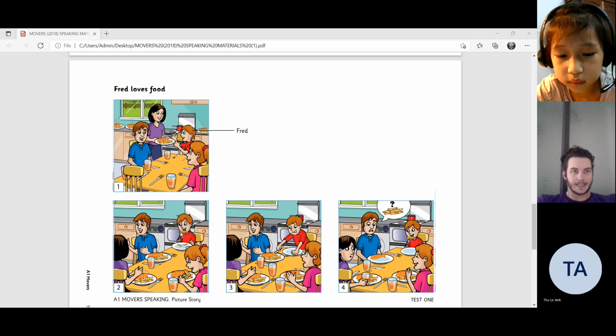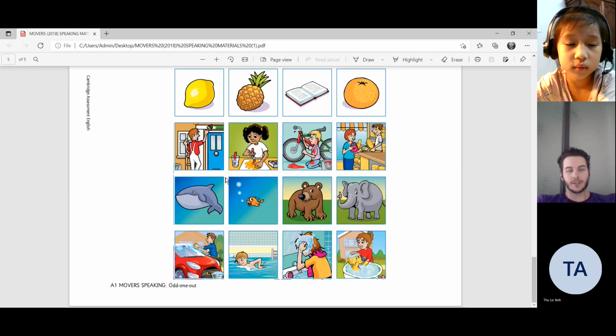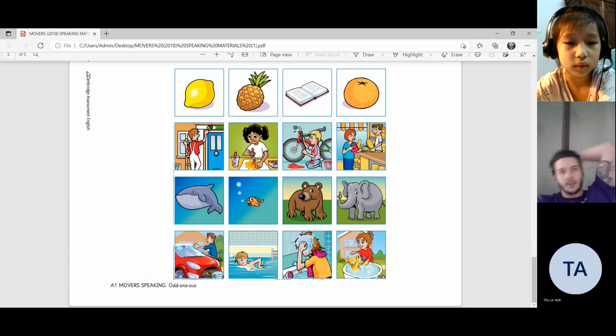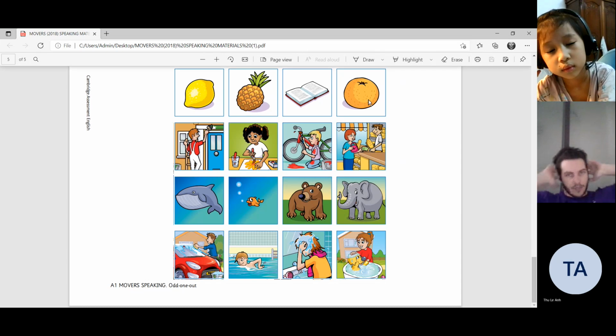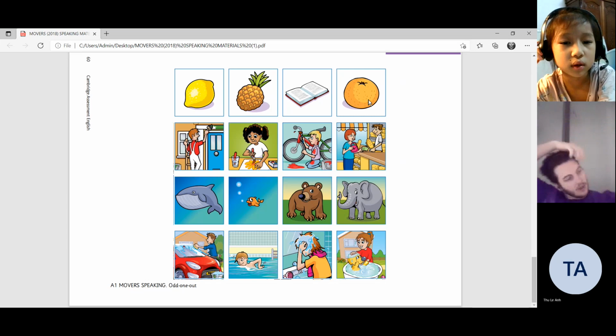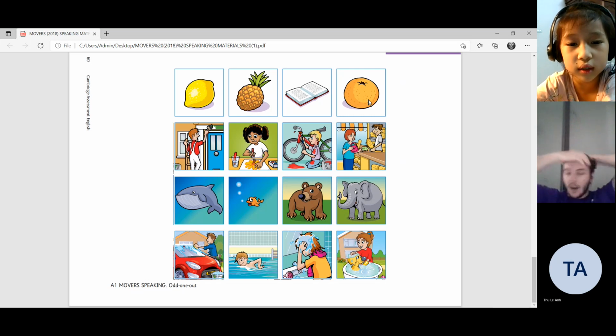Very good. Well done. Cool. Let's go to the next one. This one we have to say which one is the odd one out. A lemon, a pineapple, a book, an orange. Which one's the odd one out? A book. Why? Because it's not fruit.